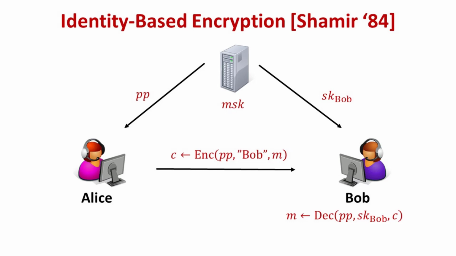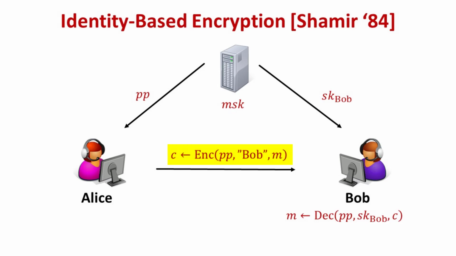An IBE scheme consists of 4 algorithms. The first algorithm is a setup algorithm that generates the public parameters, which are given as input to all other algorithms, and a master secret key which is kept private. The second algorithm is a key generation algorithm that takes as input an identity ID and the master secret key and generates a corresponding identity secret key SKID.